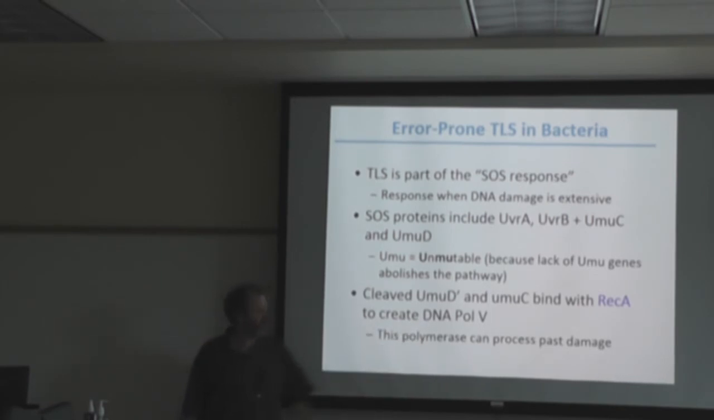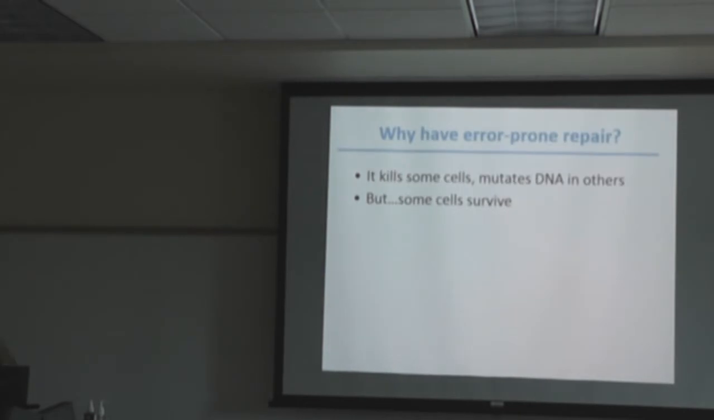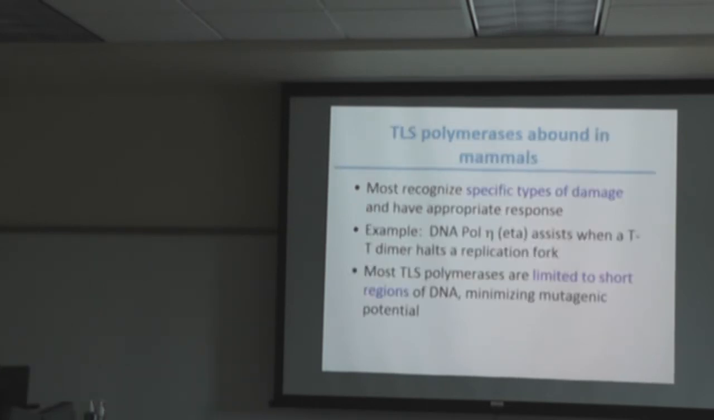This polymerase can process past the damage, but it's going to introduce errors, right? Because there's basically a lesion with no template. It's going to kill some cells and mutate DNA in others, but some cells will eventually survive. It could introduce silent mutations, or if it doesn't do too much damage, mutations that will allow that cell to survive. So TLS polymerases are abundant in mammals.